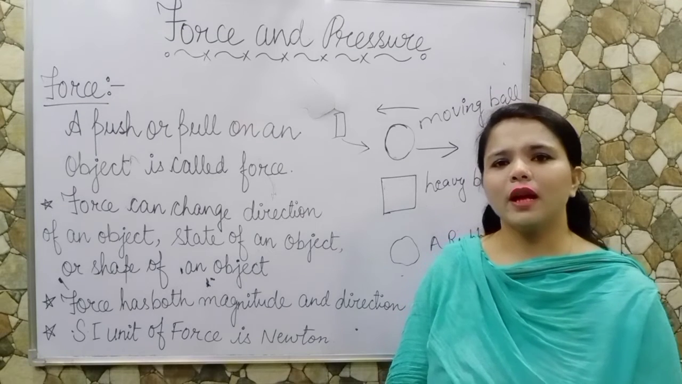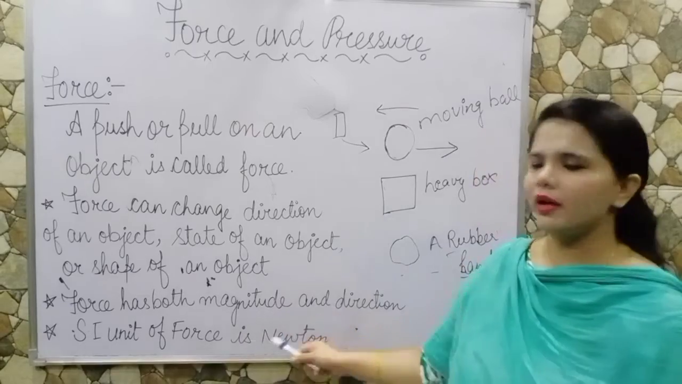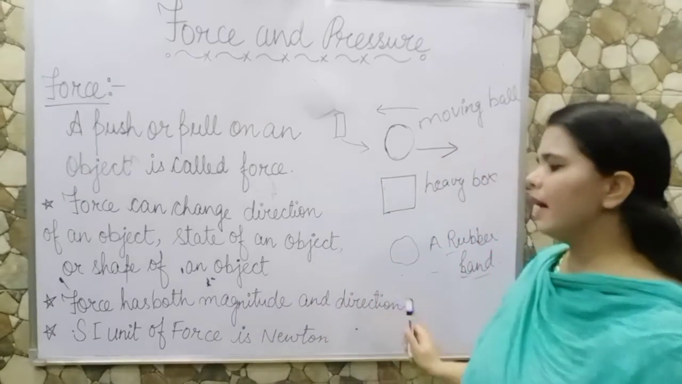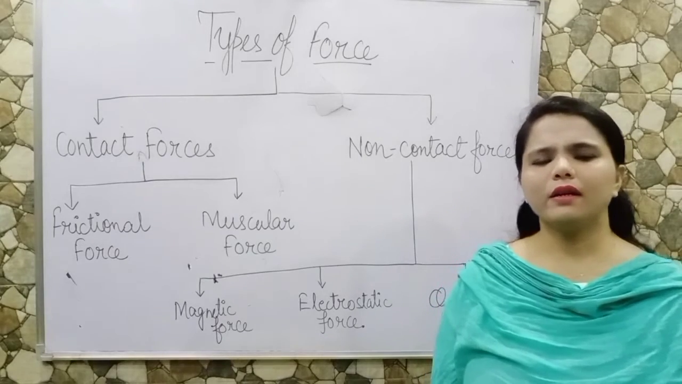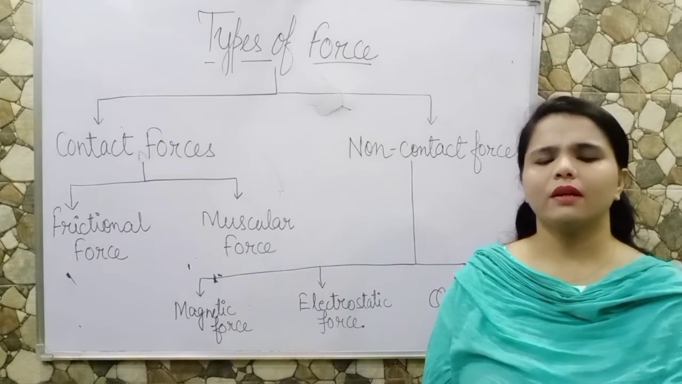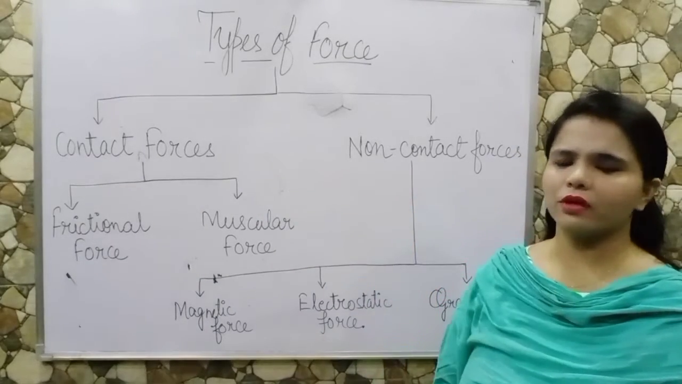Children, force has both magnitude and direction. Force is a vector quantity. Force has both magnitude and direction. And the SI unit of force is Newton. Now let us see types of forces. There are mainly two types of forces, contact forces and non-contact forces.